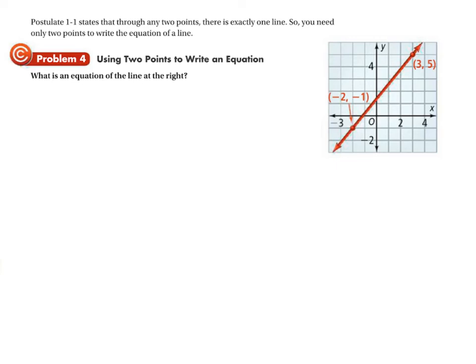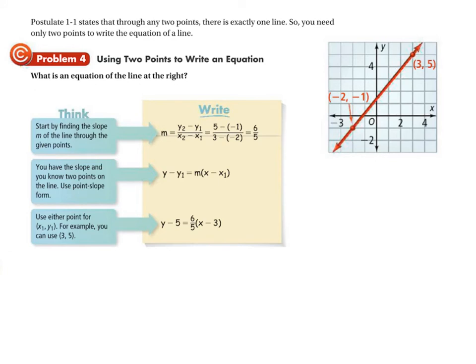So what does this look like? Here you go. Start by finding the slope, which if you do this, you say y2 minus y1 over x2 minus x1 gives a slope of 6 over 5, which I can verify right now by saying rise of 1, 2, 3, 4, 5, 6, run of 1, 2, 3, 4, 5. Looks good. Okay.